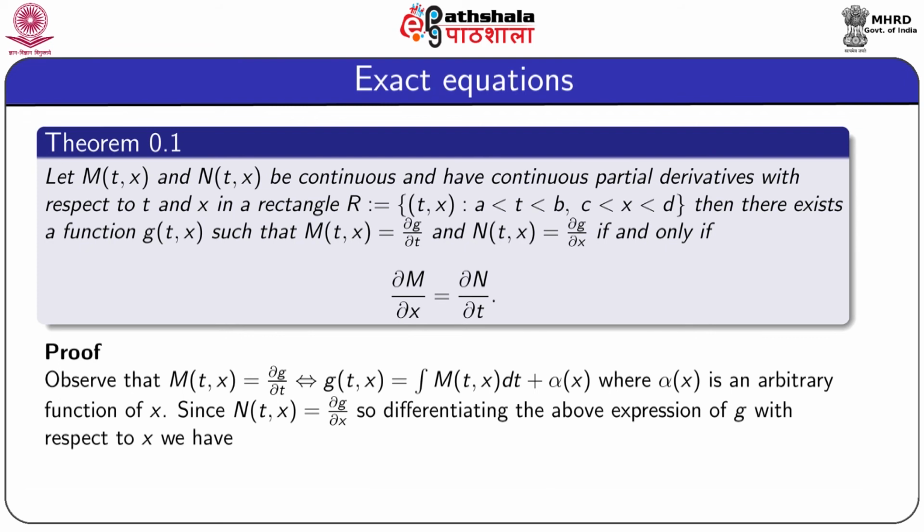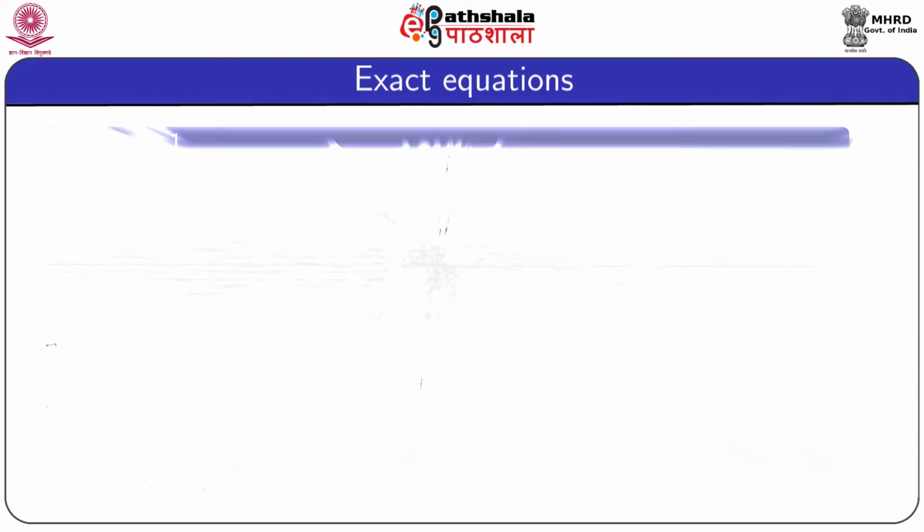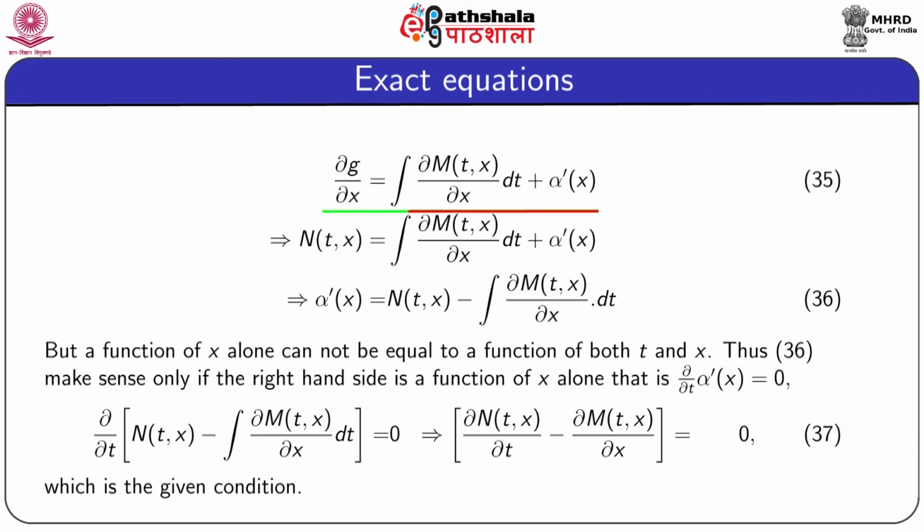Since n(t,x) is equal to ∂g/∂x, differentiating the above expression of g with respect to x, we will get ∂g/∂x equals the integral of ∂m/∂x dt plus α'(x). Replacing ∂g/∂x by n, n equals the integral of ∂m/∂x dt plus α'(x), which implies α'(x) is equal to n minus the integral of ∂m/∂x dt, given by equation number 36.